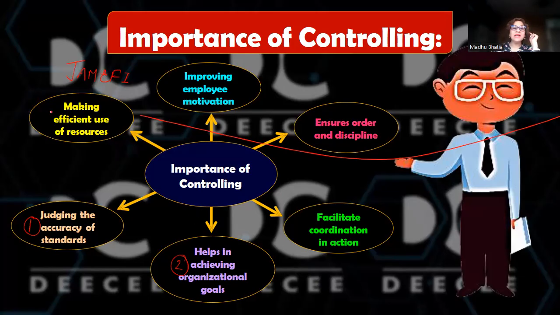Then M stands for making efficient use of resources. Since controlling provides a continuous check and ensures that things are being done as they were supposed to be done. What is to be done, how it is to be done, when it is to be done, what method is to be used. It is all decided in planning only. Controlling ensures that it is being done exactly the same way. And so there is no duplication of resources, no overlapping, no wastage of resources, and hence there is efficient utilization of resources.